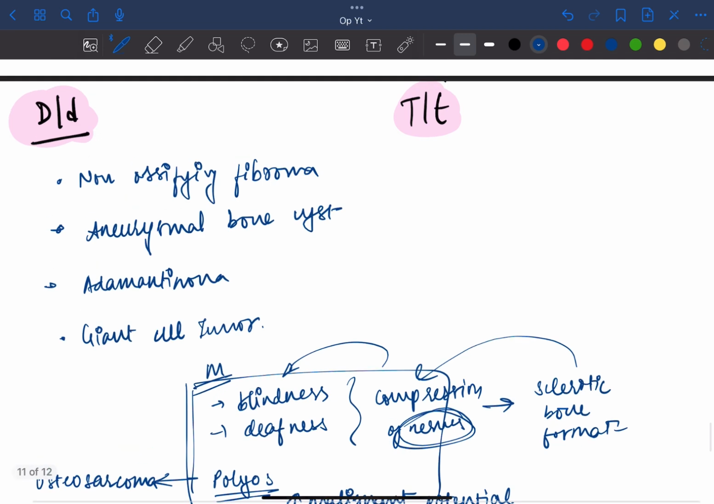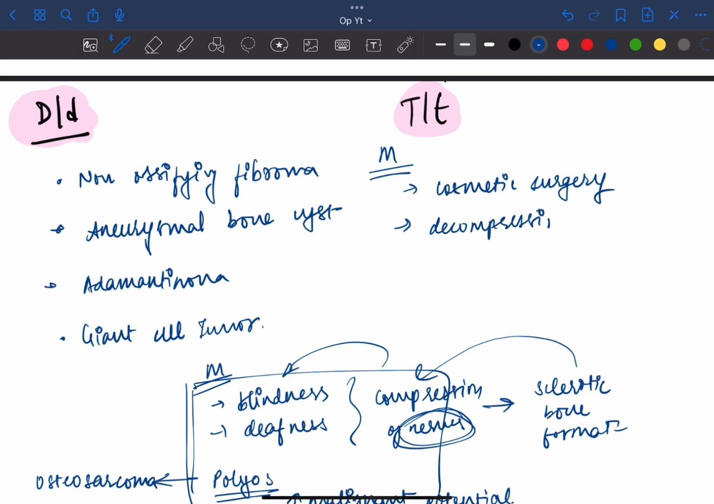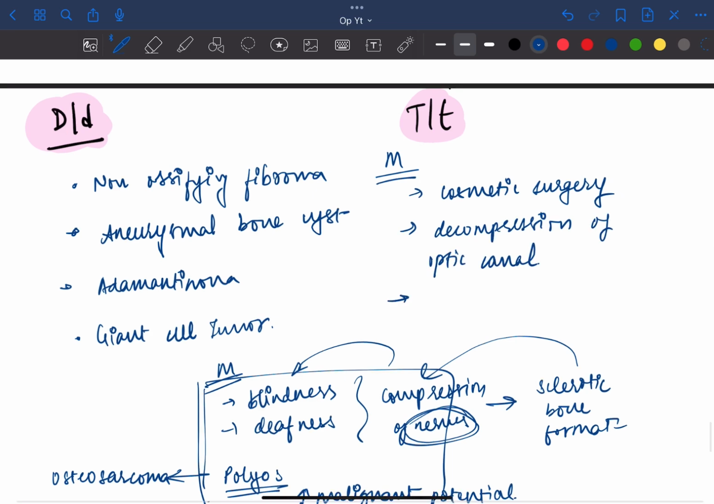So treatment for monostotic, the treatment we are going to give is cosmetic surgery, decompression of optic canal. We can also give vitamin D and bisphosphonate. It reduces the pain and increases the osteoblastic activity.